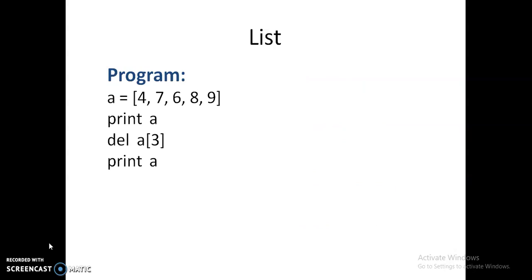Next, say if you want to delete any element. For that we can use del. For example, we have a list 4, 7, 6, 8, 9. Print the elements in the list; it prints all the elements. I want to delete the index 3 element, that is the fourth element. It deletes the fourth element, which is 8, and the resulting list is 4, 7, 6, 9. So del is what I use to delete an element in the list.